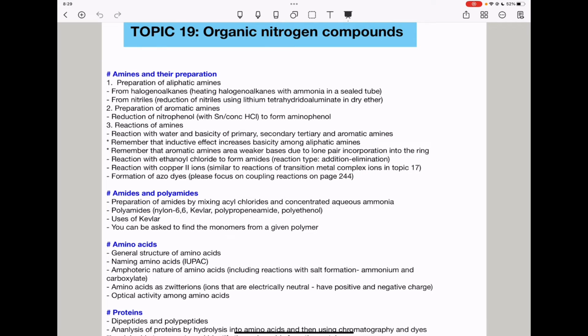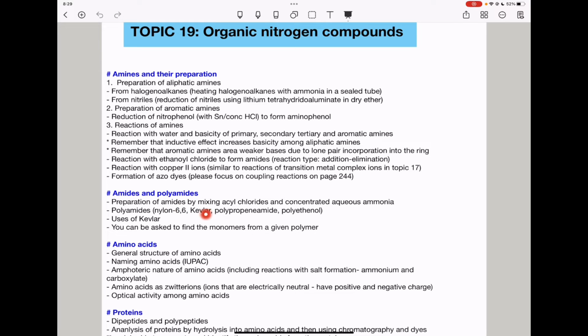Other questions could be asked about amides and polyamides. They could ask you about preparation of amides by mixing acyl chlorides and concentrated aqueous ammonia. They could ask you about polyamides, including nylon 6,6. Ensure you fully understand how this is produced. Remember the monomers used in the formation of this polymer.